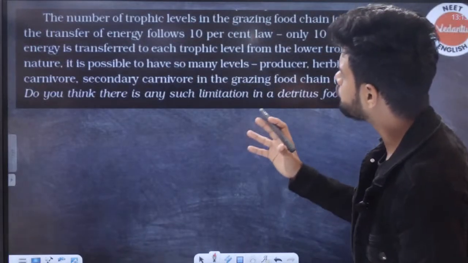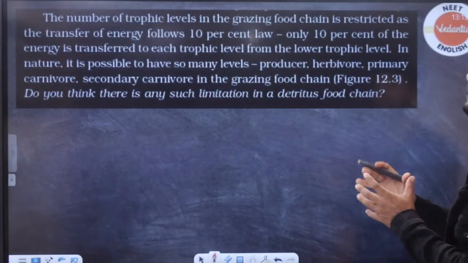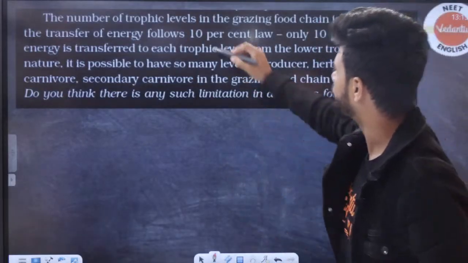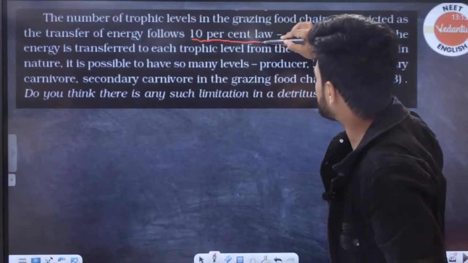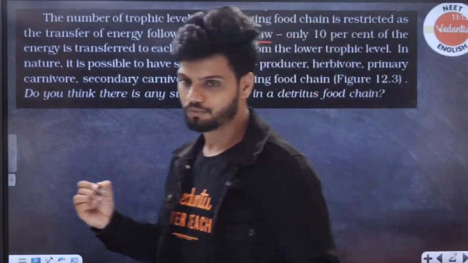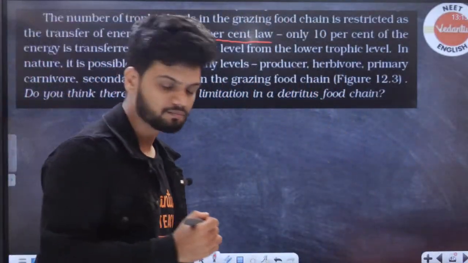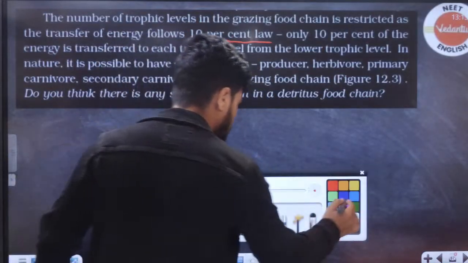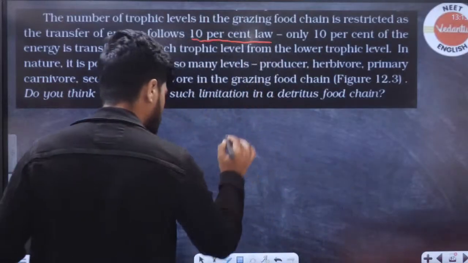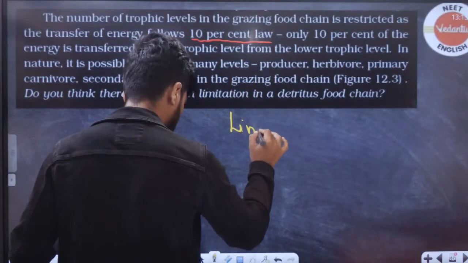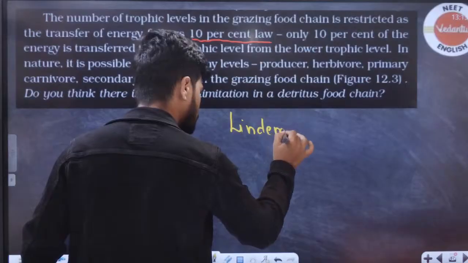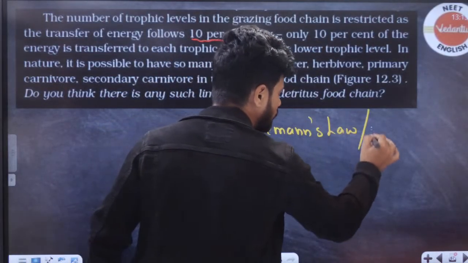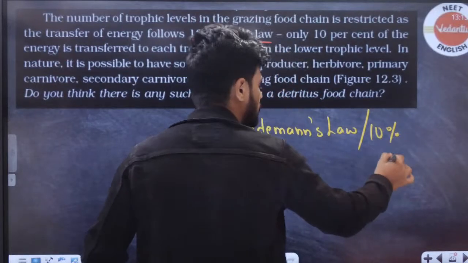The number of trophic levels in a grazing food chain is restricted, as transfer of energy follows the 10% law. Now we come to something called the 10% law, also called Lindeman's law. Can we start, students? There's something called Lindeman's law, also called the 10% law.